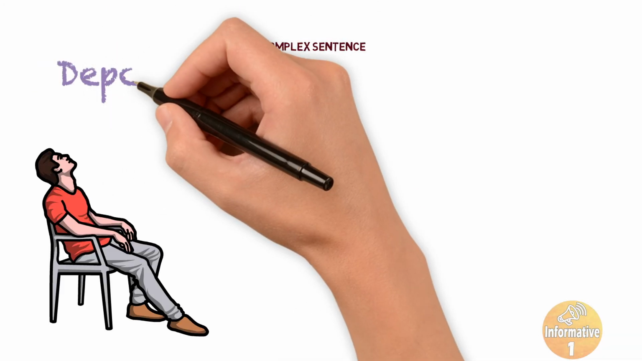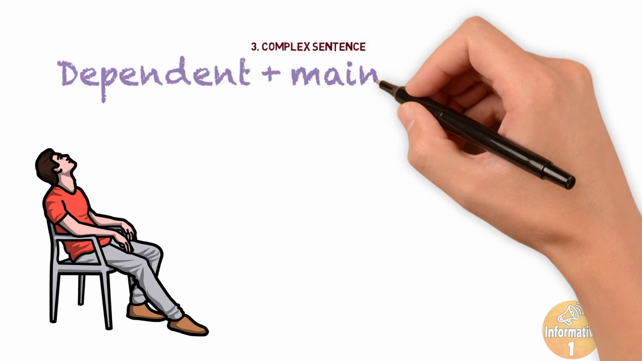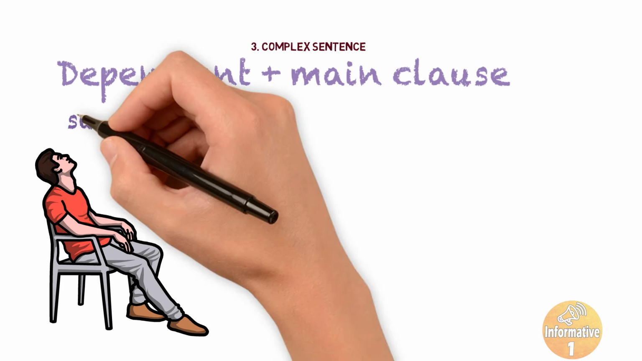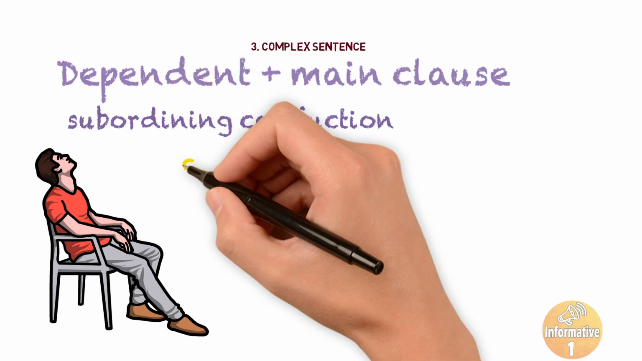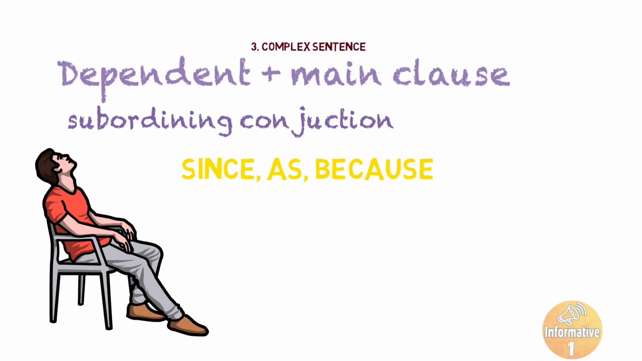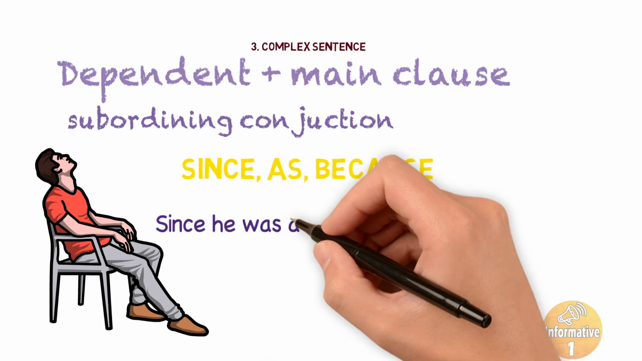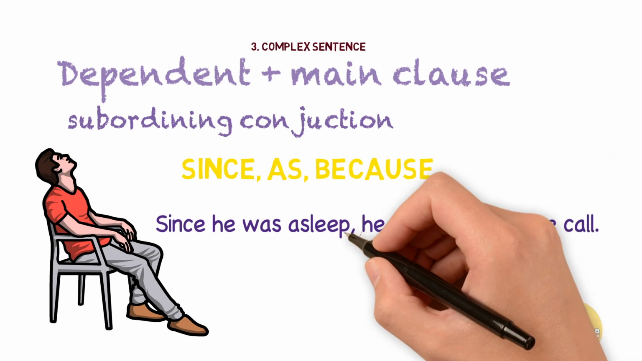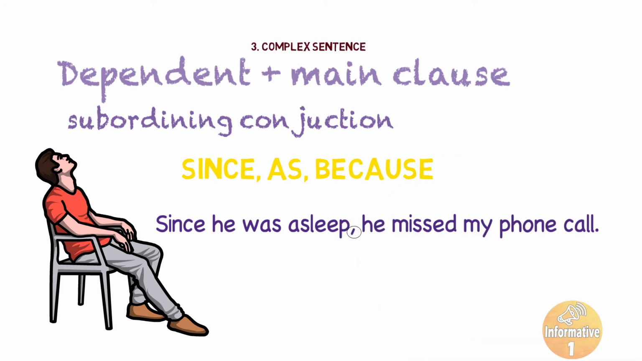Complex sentence. A complex sentence is formed when one main clause and one dependent clause are joined together by a subordinating conjunction such as since, as, because, and so forth. For example, since he was asleep, he missed my phone call. Please note that a comma usually follows the dependent clause when it's the first clause in a complex sentence.